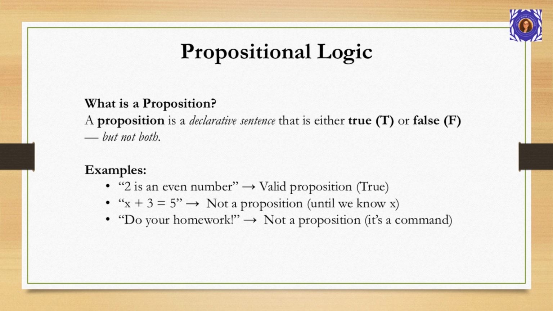For example, "the sky is blue" is a proposition because it's either true or false. On the other hand, "what time is it?" is not a proposition because it's a question. Now let's see some examples. "2 is an even number" is a valid proposition because it's true. "x + 3 = 5" is not a proposition until we know the value of x. "Do your homework" is a command, not a proposition.